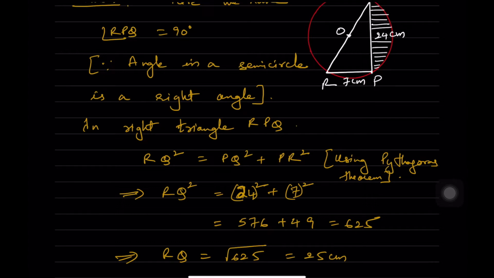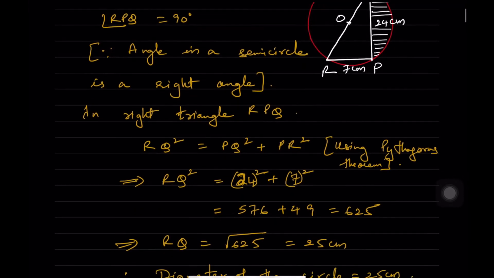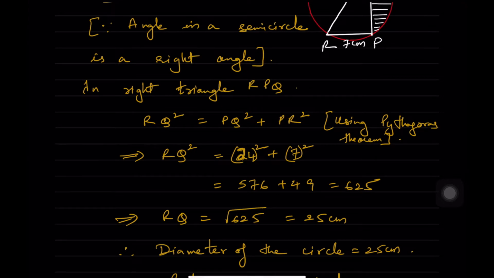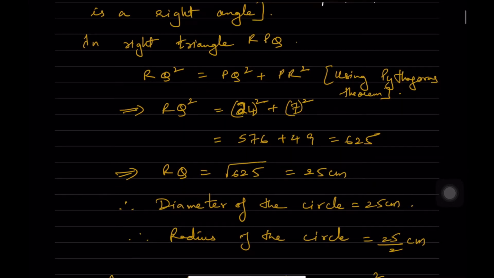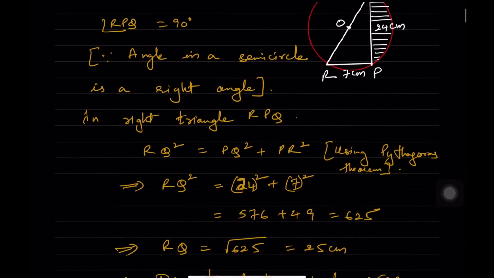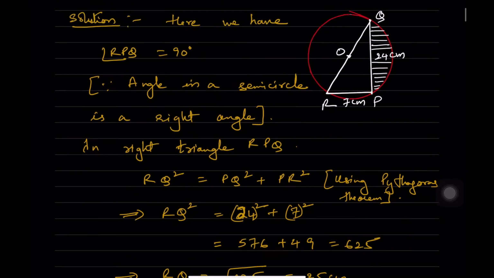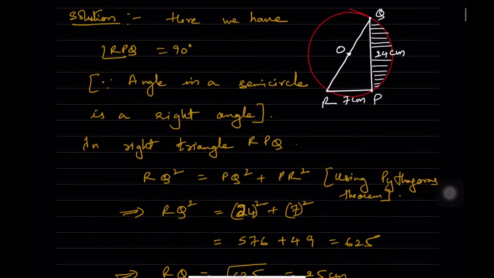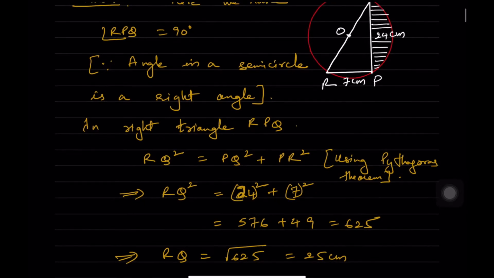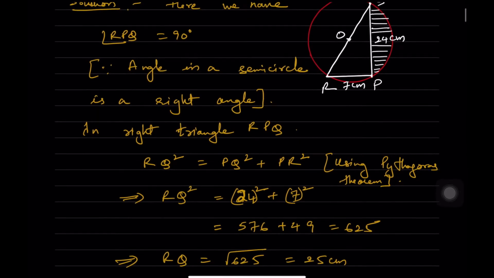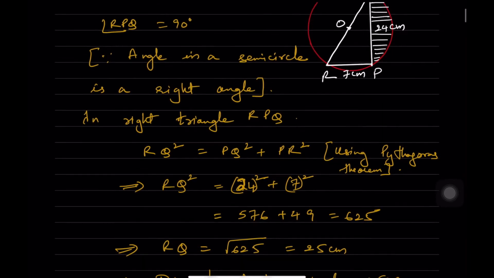That is root of 625, you get 25 centimeters, which is nothing but the diameter of the circle. So diameter of the circle is equal to 25 centimeters. So what will be the radius of the circle now? Radius of the circle will become half the diameter, that is 25 by 2.